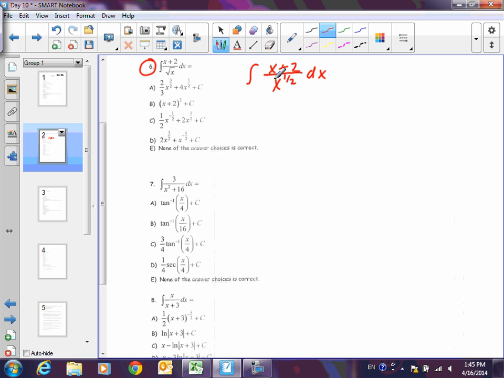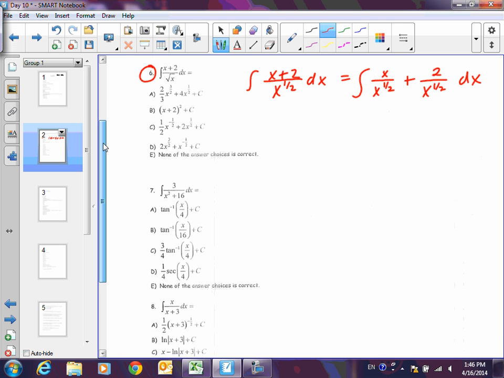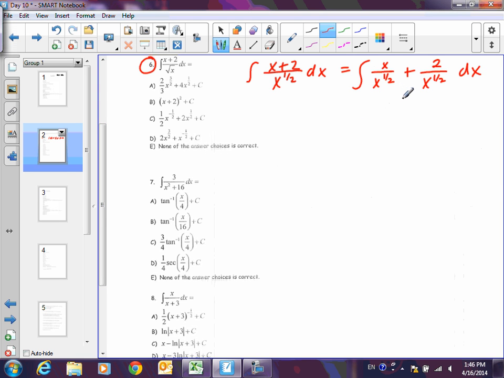Okay, because the denominator is just one thing, I can split up the numerator. Okay, so I can split this up into x over x to the 1/2 plus 2 over x to the 1/2. It's on the second page. Okay. That's okay. There's not a whole lot of space between 5 and 6. Okay, so can I simplify this further? Can I use algebra to make this even more simple? Like, can you simplify that?